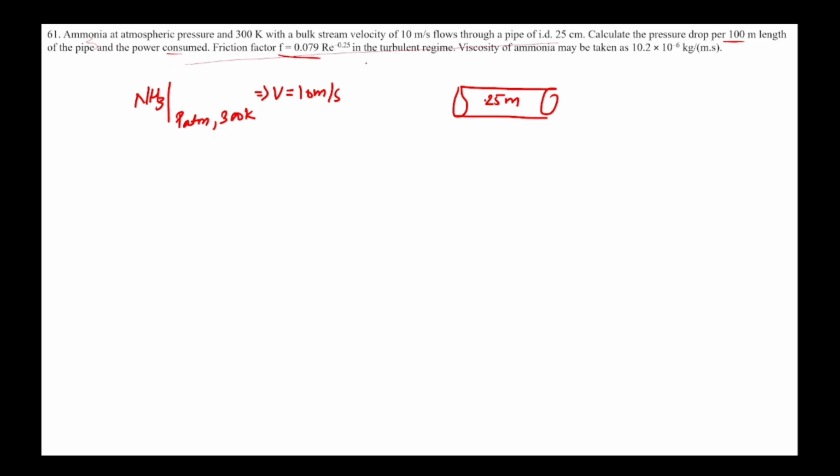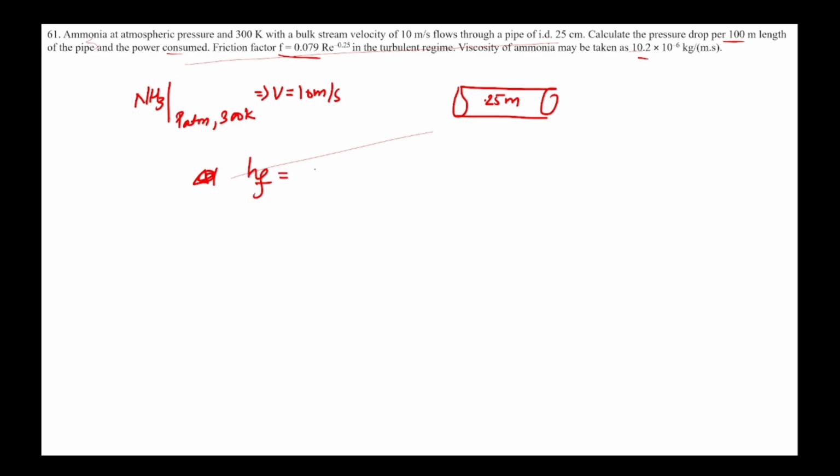Ammonia, NH3, at atmospheric pressure and 300 Kelvin with a bulk stream velocity of 10 meter per second flows through a pipe of internal diameter 0.25 meter. Calculate the pressure drop per 100 meter length and the power consumed. Friction factor is this, turbulent regime, viscosity of ammonia may be taken as this. Okay.